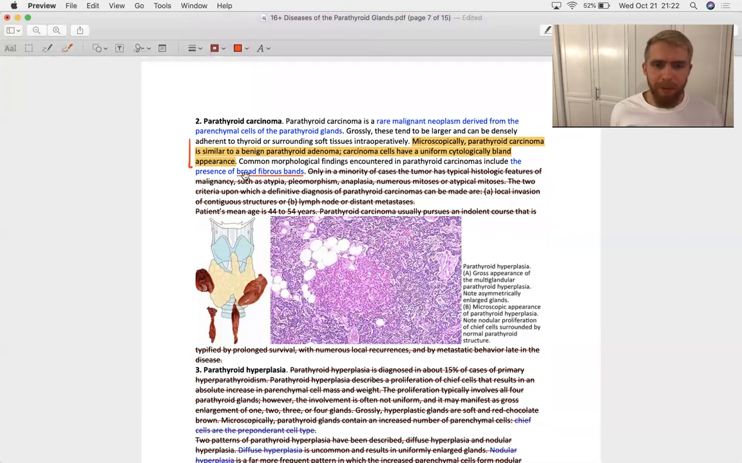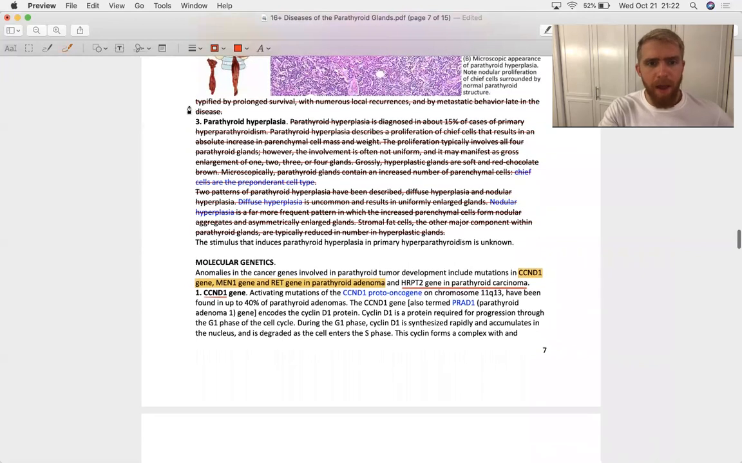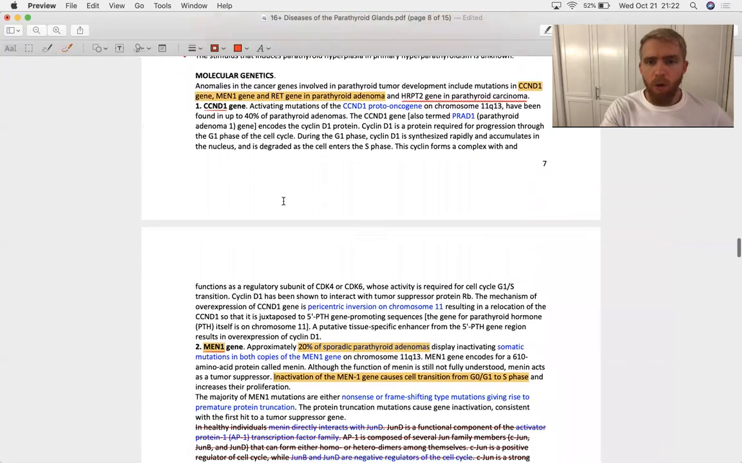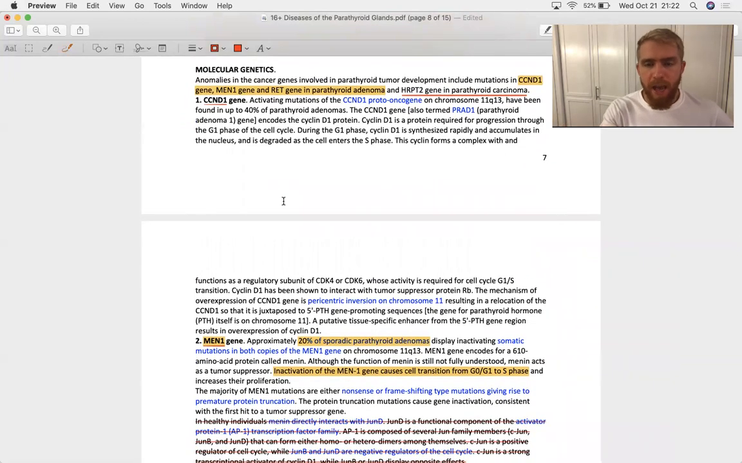That'd be a real mean thing to do. And of course, if it's invasive, outside of its encapsulated structure, or if you encounter a metastasis, then it's a carcinoma by default. And then there's parathyroid hyperplasia, which this paragraph is much ado about nothing. The question will be about the genetics.